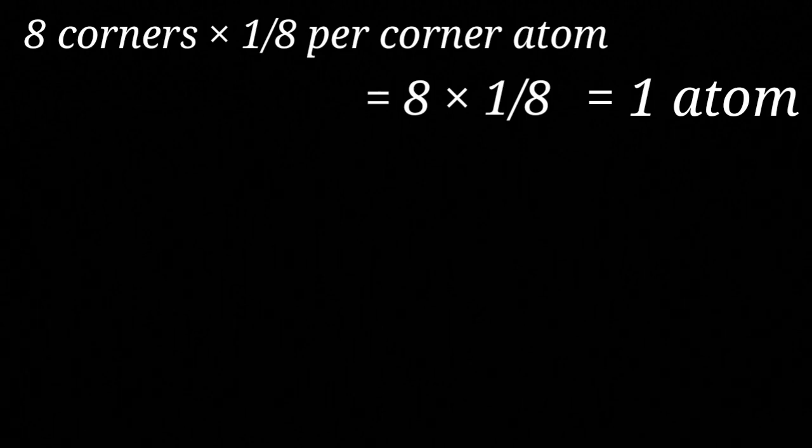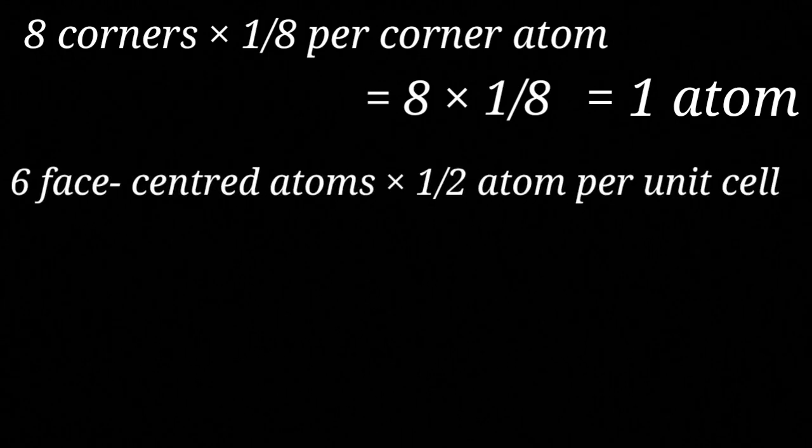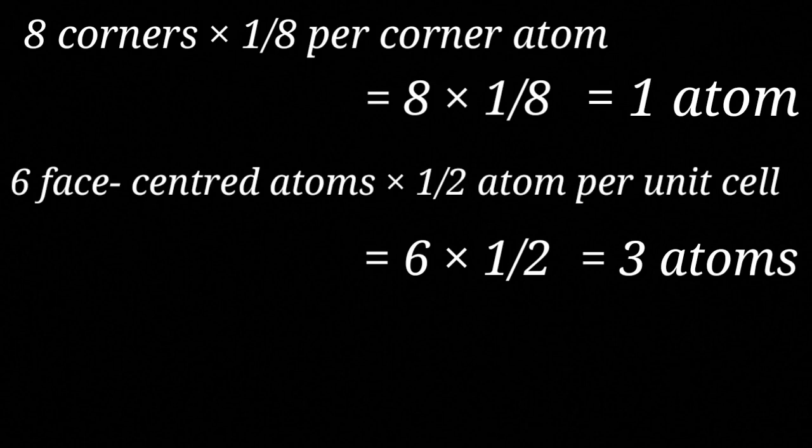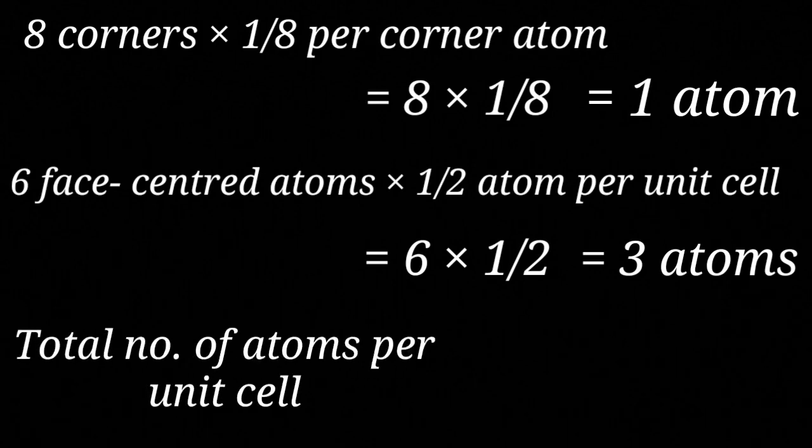In a unit cell there are 6 faces. If you have any doubt, just consider your room, there are 6 walls, so there are 6 faces. Each face contributes 1 by 2 of an atom, that is half of that atom. So 1 by 2 atom per face, 6 into 1 by 2, that is 6 by 2, so we get 3 atoms. So the total number of atoms per unit cell in FCC is 3 plus 1, that is 4 atoms.